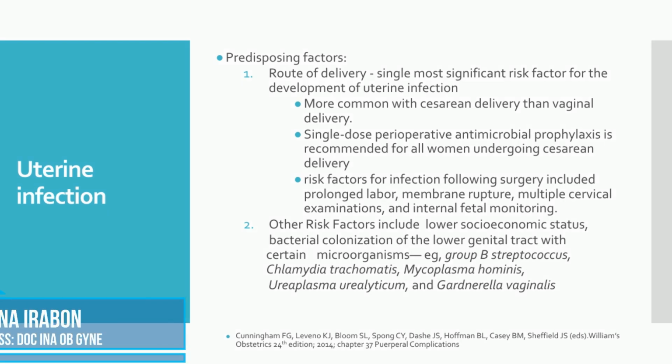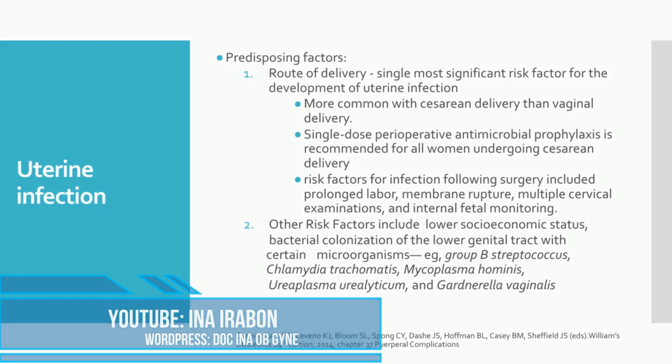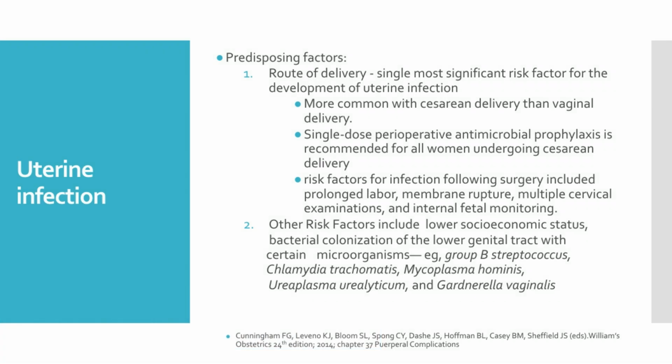The single most significant risk factor for the development of uterine infection is the route of delivery, and this is most common with cesarean deliveries. To avoid metritis, we use single-dose perioperative antimicrobial prophylaxis. Risk factors for infection include prolonged labor, membrane rupture, multiple cervical examinations, and internal fetal monitoring. Other risk factors include lower socioeconomic status and bacterial colonization of the lower genital tract with certain microorganisms such as group B strep, chlamydia, mycoplasma, and Gardnerella.